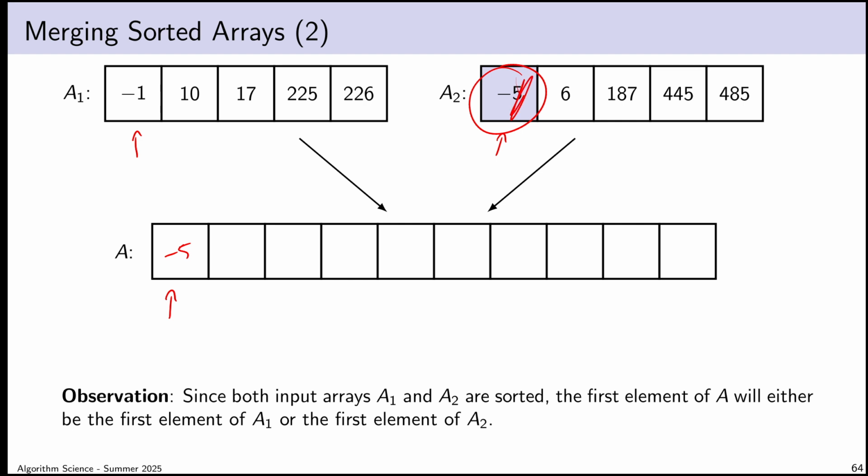And then once it's in there, I can get rid of it. I can just ignore it and pretend it's not in A2. Now I ask the question, what goes here? What goes in the second position? Well, I think, well, it has to be either this or this.